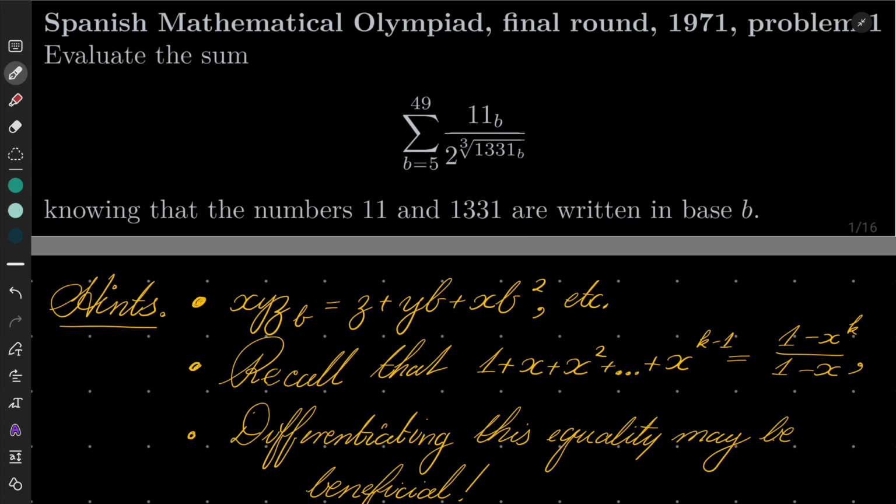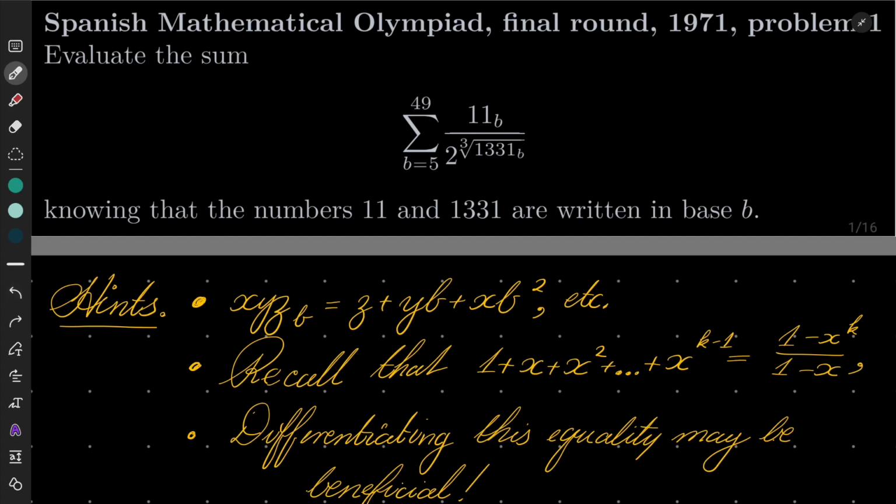Hello friends, in this video I'd like to solve the following problem from the Spanish Mathematical Olympiad, final round 1971, problem number 1. We wish to evaluate the following sum, as b goes from 5 to 39, of this number 1 sub b over 2 to the power cube root of 1331 sub b, knowing that the numbers 11 and 1331 are written in base b. So these numbers are written not necessarily in the decimal system, but in base b system.